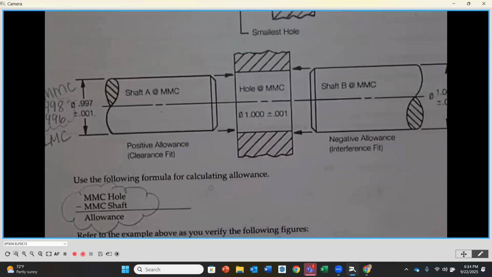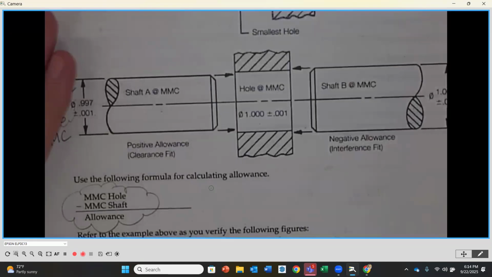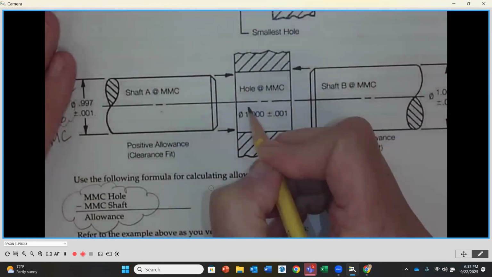Let's look at the hole. The hole is telling us we have a diameter of 1 inch plus or minus 1 thousandths. Put the limits of size for that hole. Okay, what's its high size? What's its low? I'm going to be able to fit this in here.